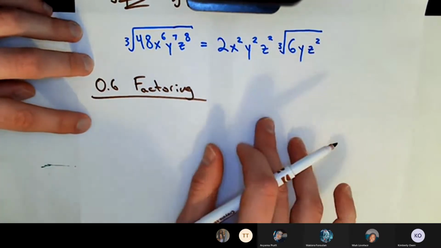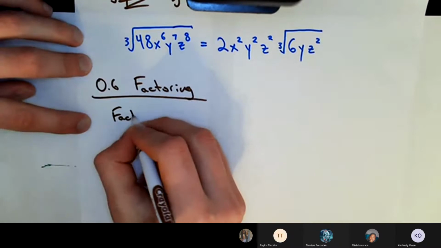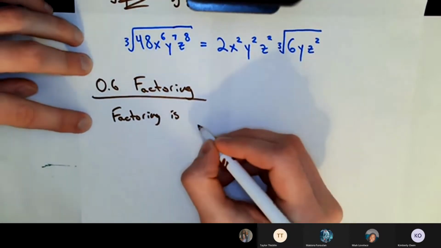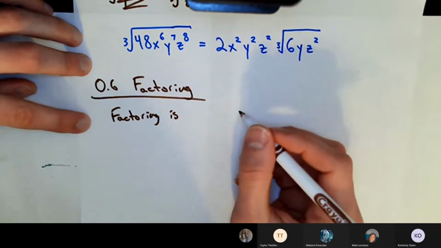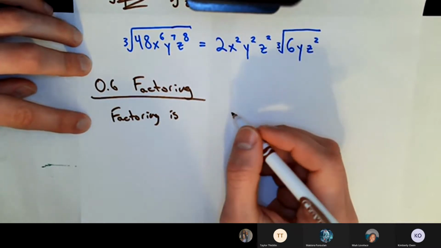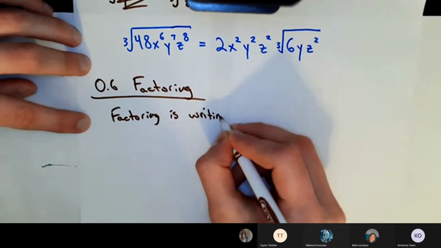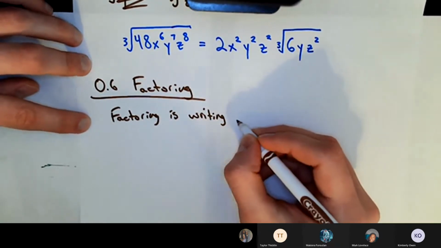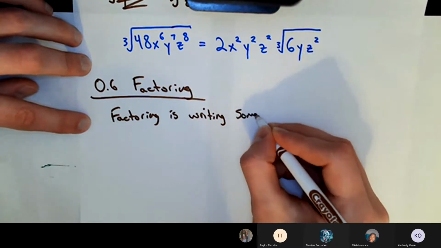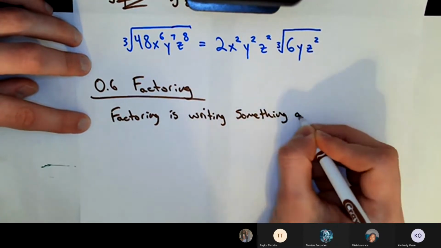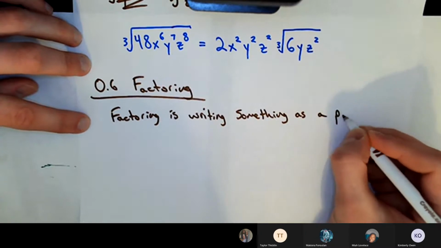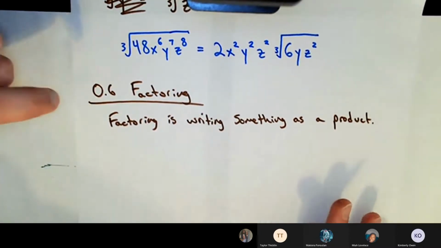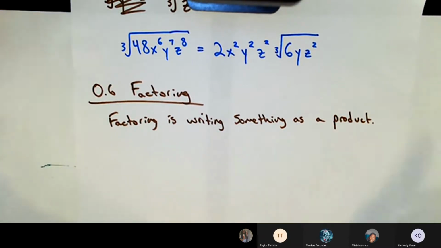Well, first of all, defining factoring. Factoring is writing something, it could be a number or a polynomial, I'll just be vague and say something, as a product. I don't need to be too technical about it. Factoring something is just writing it as a product.